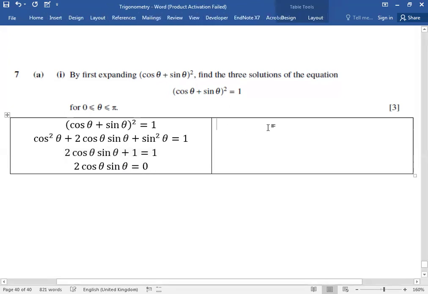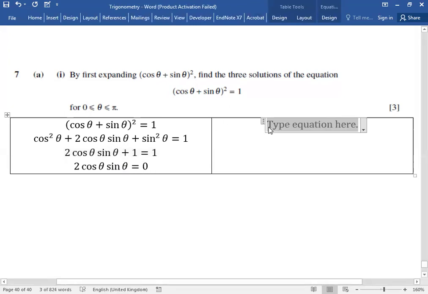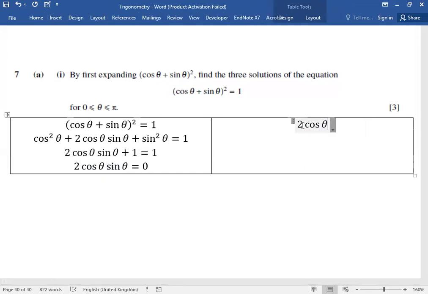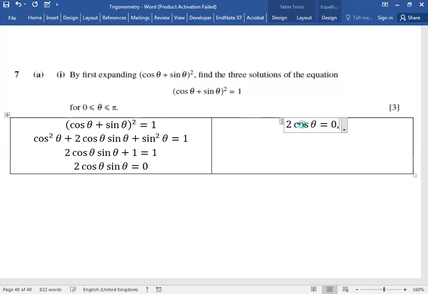Most intelligent and very good question. Now what do you see? 2 cos theta and sine theta are being multiplied, and the answer is 0. So what do you say? Either 2 cos theta is 0, or sine theta is 0.